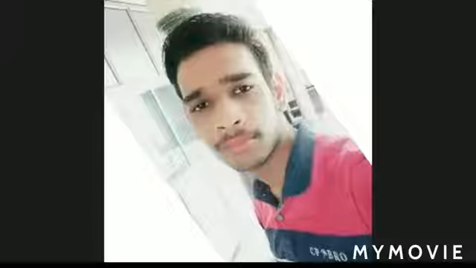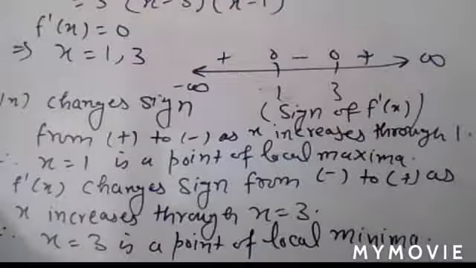Excuse me, sir. Yes, son, speak. Sir, how will you know that x is equal to 1 is a local maxima, and 3 is a local minima? I'm confused in that. Oh, you were present tomorrow. Yesterday.